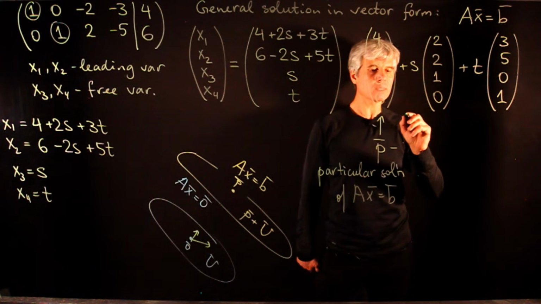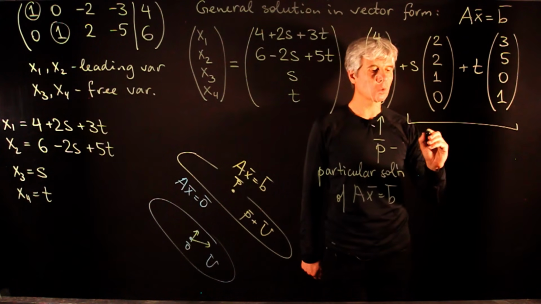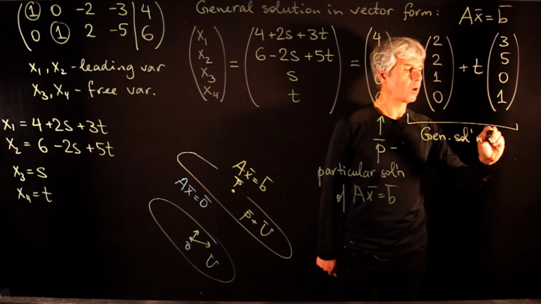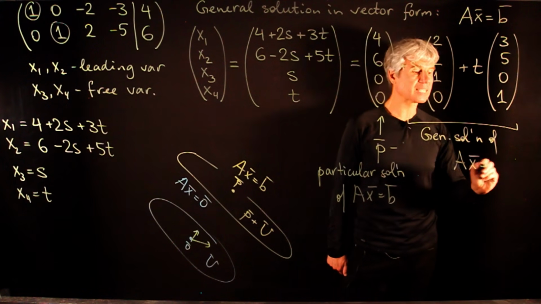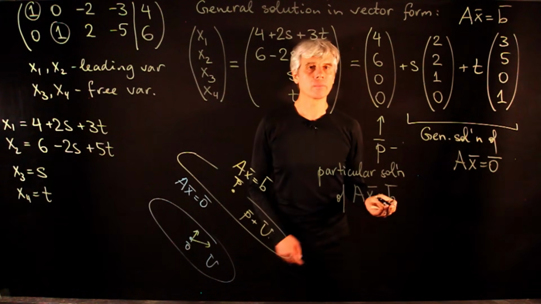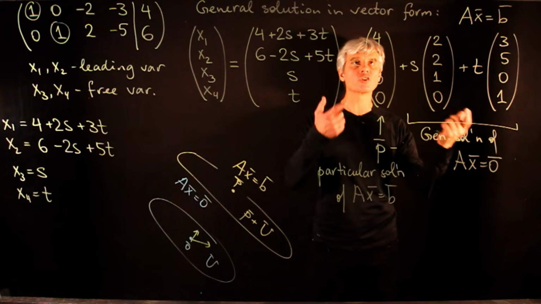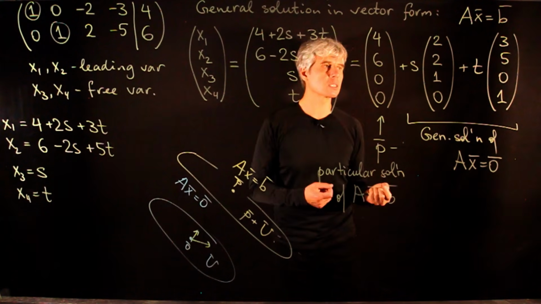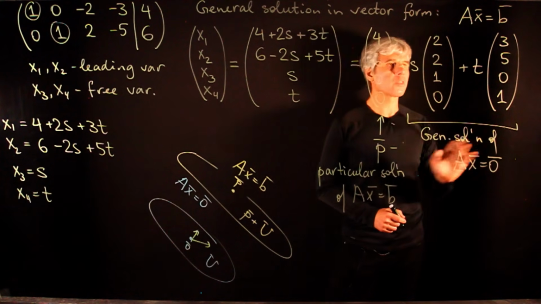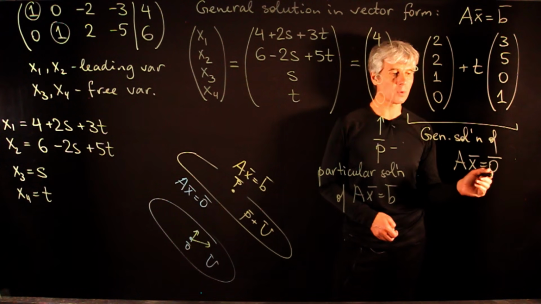And what's being added to it, this part, in fact, is a general solution of a homogeneous system Ax equals 0. And so this conforms to our theorem: the structure of the general solution for a non-homogeneous system is a particular solution of the non-homogeneous system plus the general solution of a homogeneous system Ax equals 0.